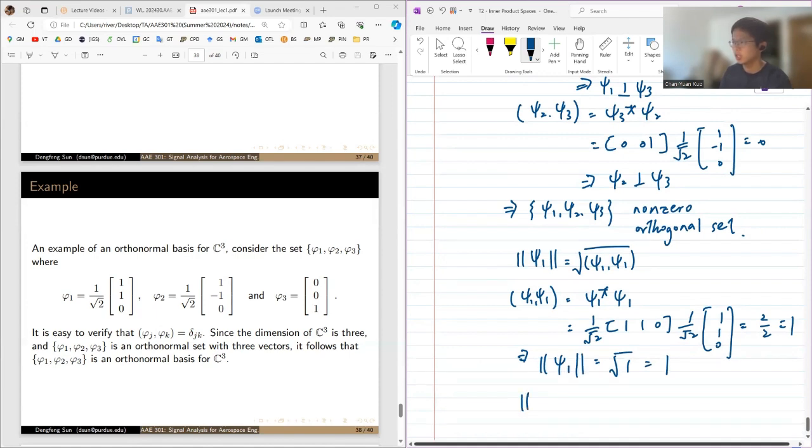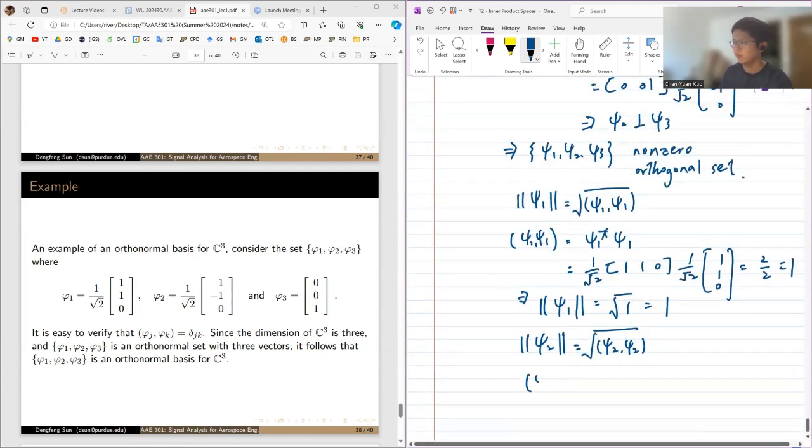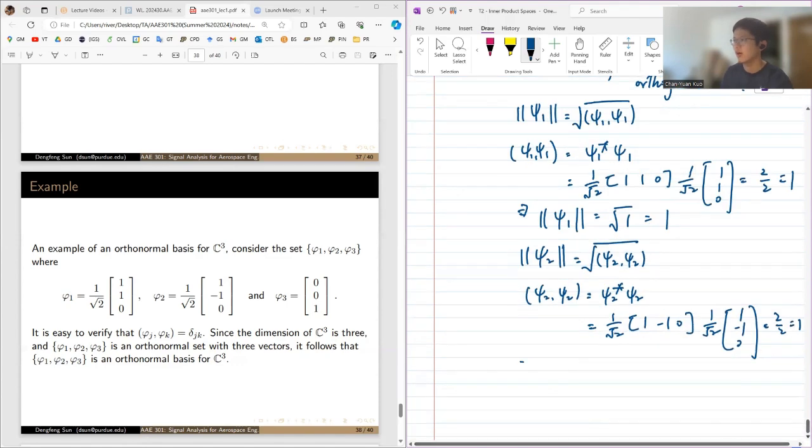The next thing we check is the norm of psi2. So here we have the square root of the inner product of psi2 and itself. And again, the inner product of psi2 and itself will be the complex conjugate transpose of psi2 times psi2. And that's going to be 1/square root of 2 times (1, -1, 0), and 1/square root of 2 times (1, -1, 0). And again, that's 2/2, which is 1. So the norm of psi2 equals the square root of 1, which is 1.